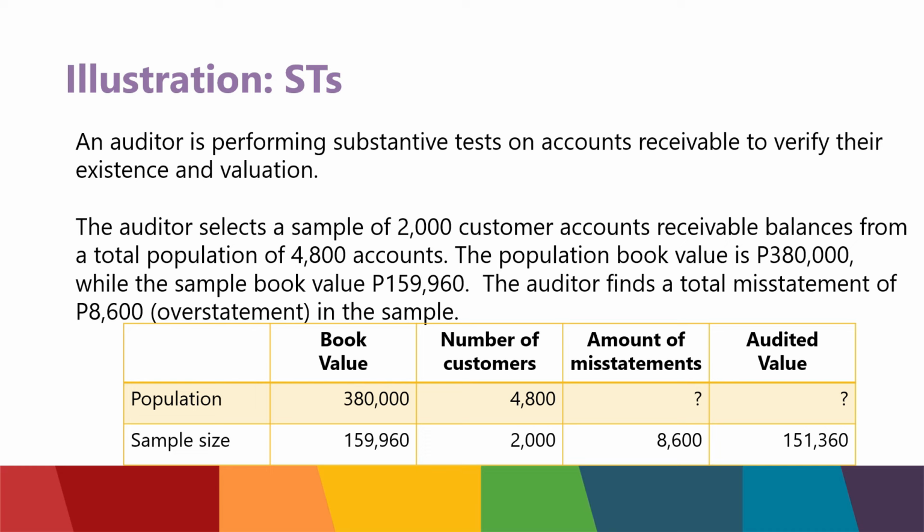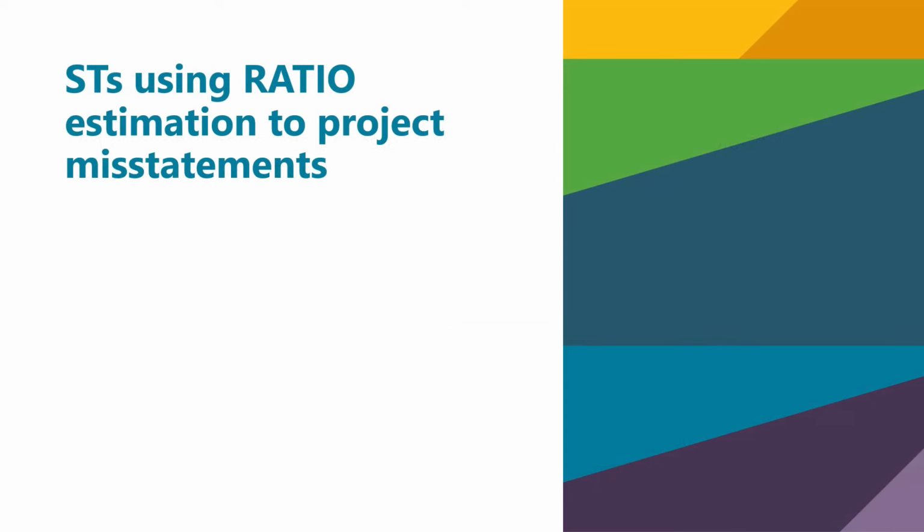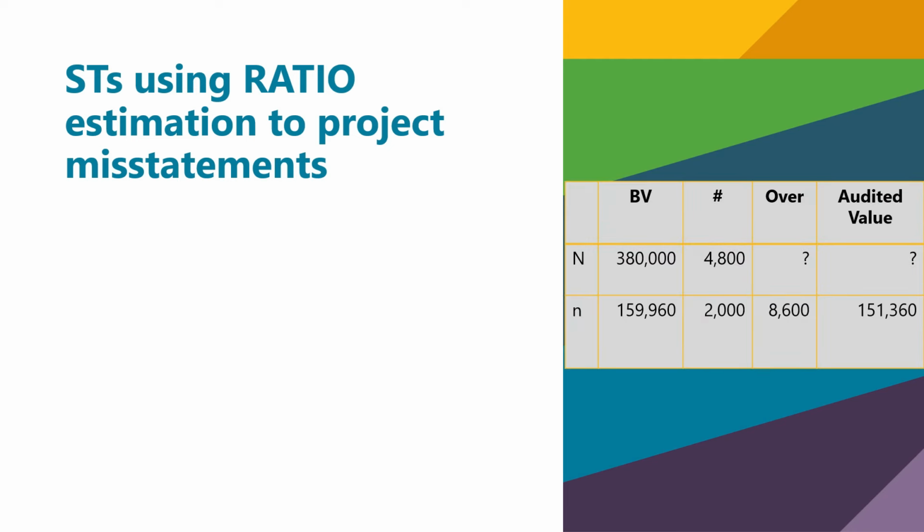So if you see there, the population has blank amounts for the amount of misstatements and audited value. That is what we are going to solve for. There are many different ways to solve for the projected misstatement as well as the audited value of the population. Let's start with what is called a ratio estimation. Under ratio estimation, as the term would suggest, we will come up with a ratio of the audited value versus the book value and use that for the projection of the misstatements.